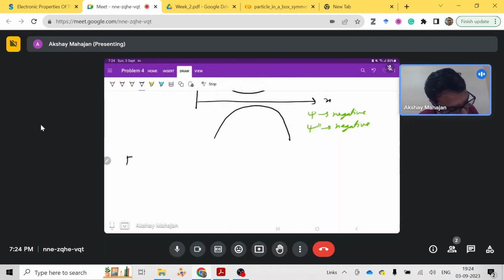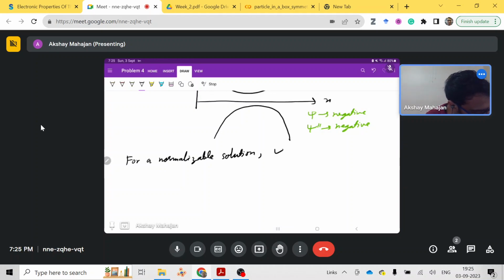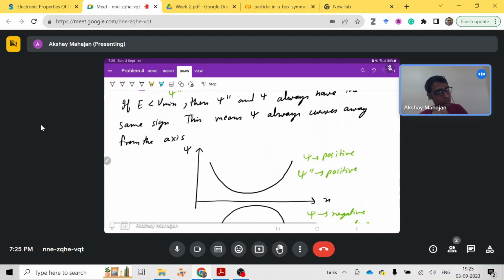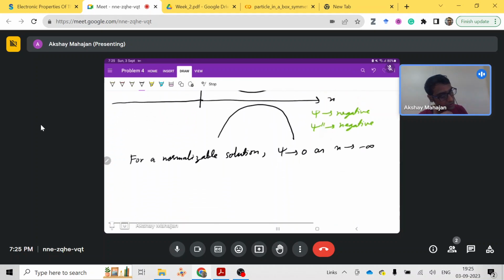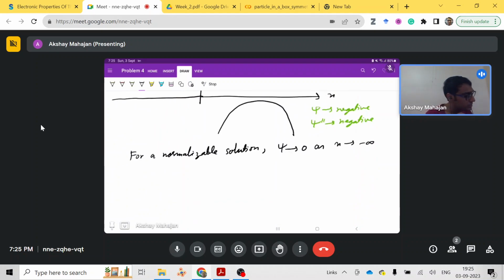Now for a normalizable solution, psi should go to 0 as x tends to minus infinity. Okay, so we are defining our psi function for all the x values. We have some V(x), we don't know what it is, but whatever our V(x) is, psi has to go to 0 as x tends to minus infinity.